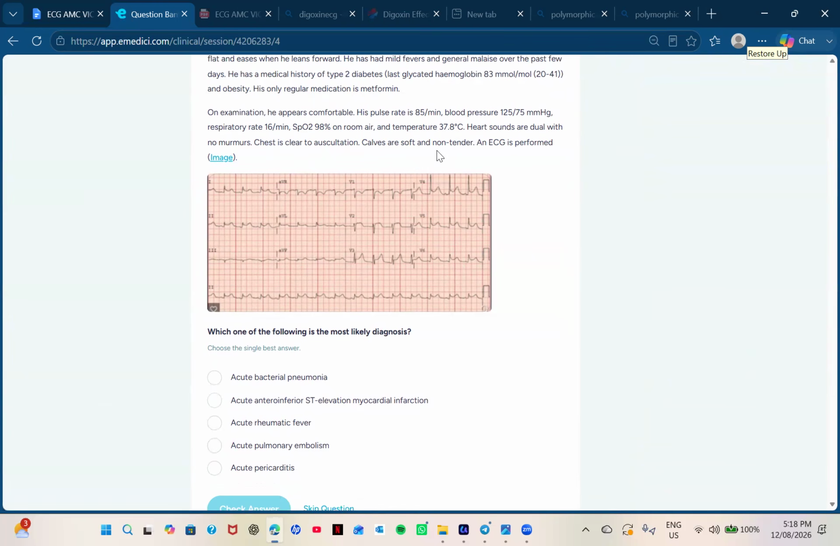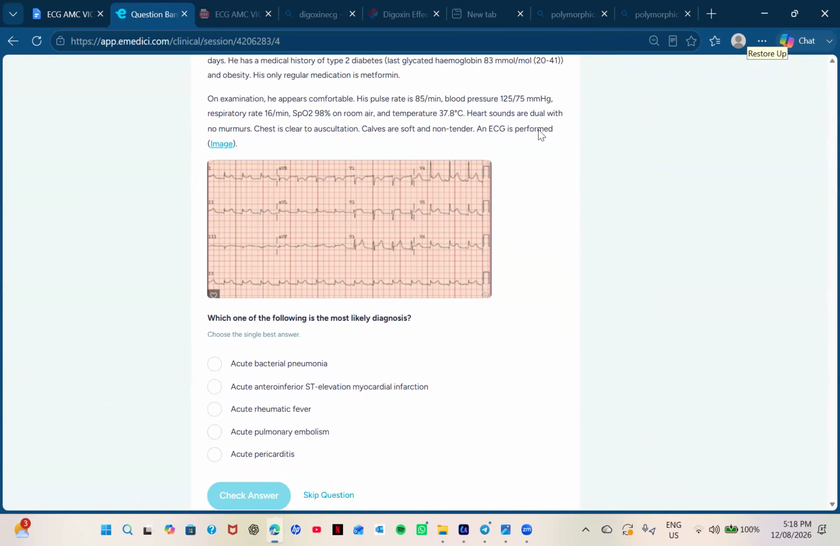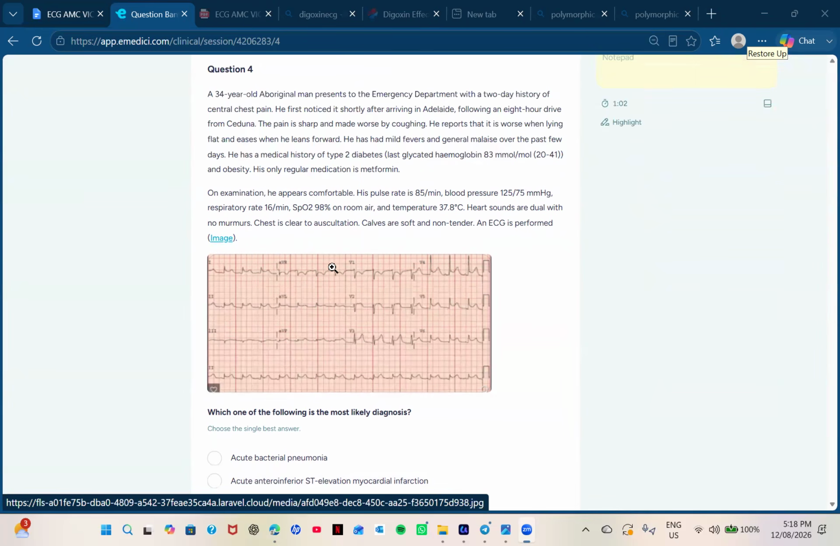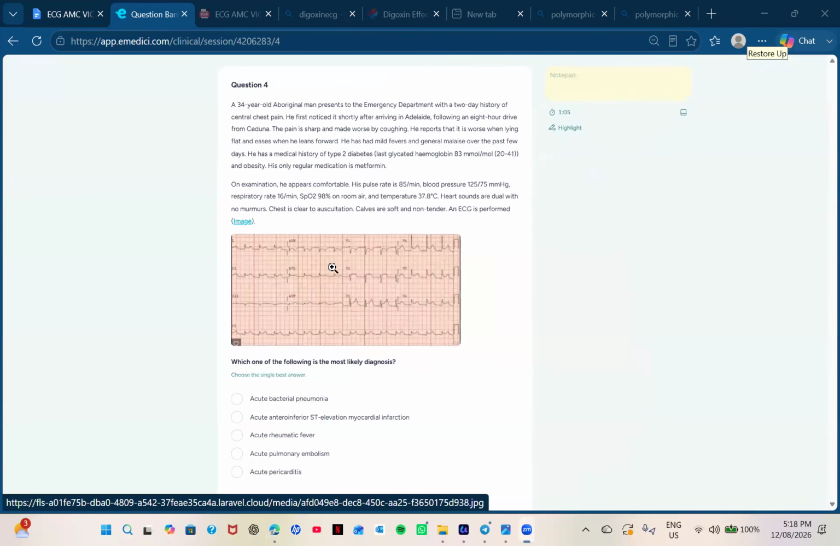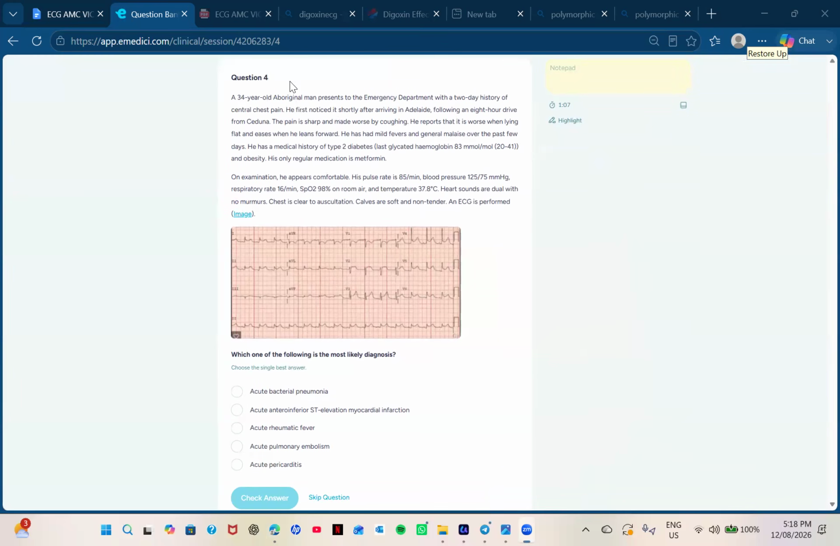The patient appears comfortable. Pulse 85, BP 125 by 75, respiratory rate 16. Heart sounds are dual with no murmur. Chest is clear to auscultation. Calves are soft and untender. ECG performed. What you can see here, doctor. Central chest pain. 8 hours drive.